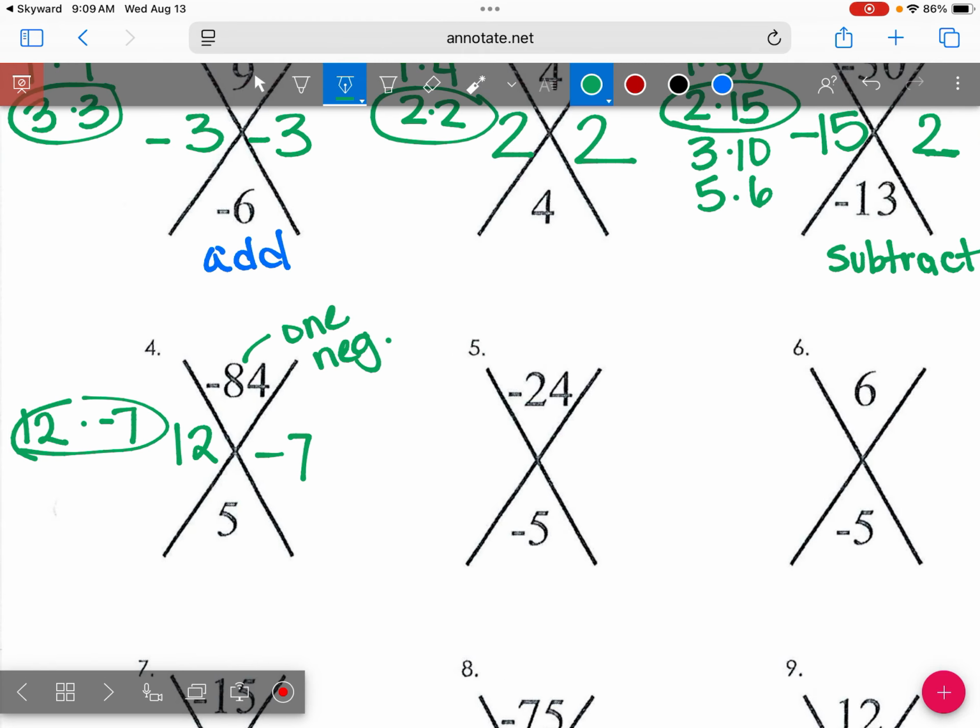All right, 24. So to get 24, I could do 1 times 24. I could do 2 times 12. I could do 3 times 8. Or I could do 4 times 6. So I'm really looking for the difference. So when I subtract 24 minus 1, I get 23. So that's too big. 12 minus 2 is 10. That's too big. But 8 minus 3 is 5, so that's going to work. So I have a 3 and an 8. The bigger number will be negative, so that means the 8 is negative. And that would be my answer.